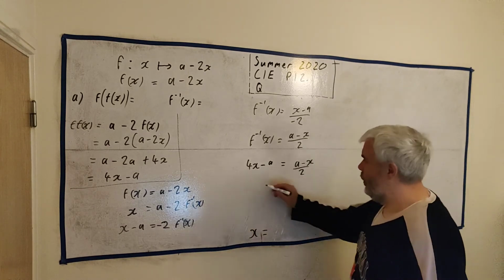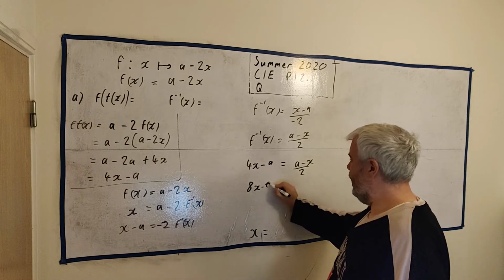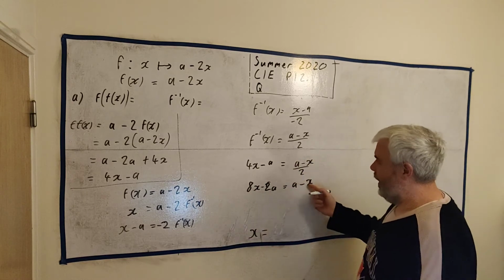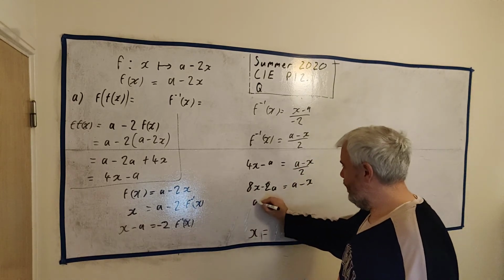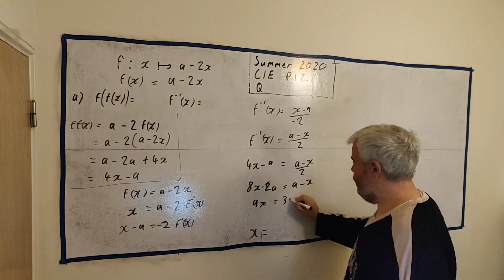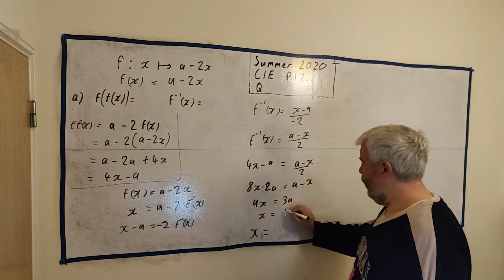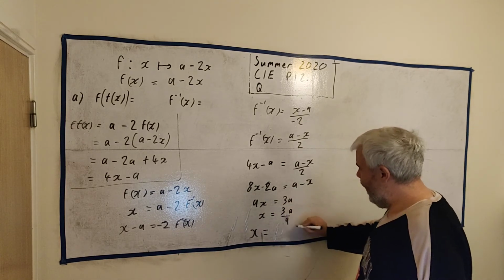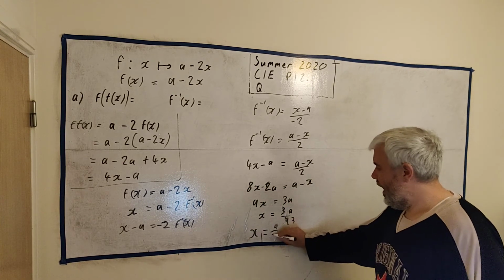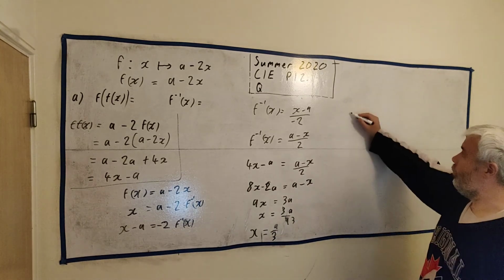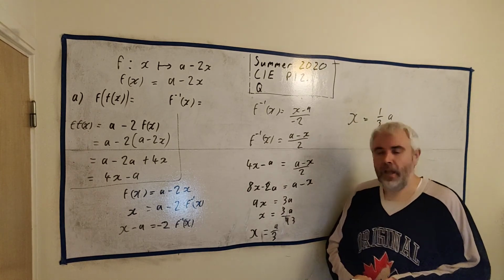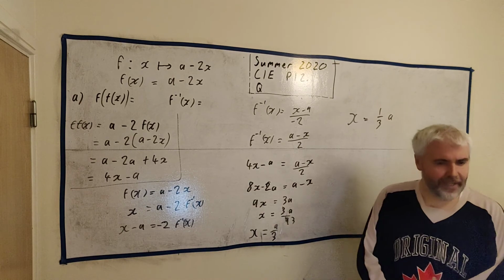Multiply everything by 2. We'll get 8x minus 2a equals a minus x. Let's get all the x's on the left. We'll add an x on, we'll get 9x. All the a's on the right, we'll add 2a on, we'll get 3a. So x is equal to 3a over 9, which cancels partially to a over 3. So x is equal to a over 3, or x is equal to 1 over 3 a, if you'd rather. This is fine though. Okay, so I think that answers all of that question.